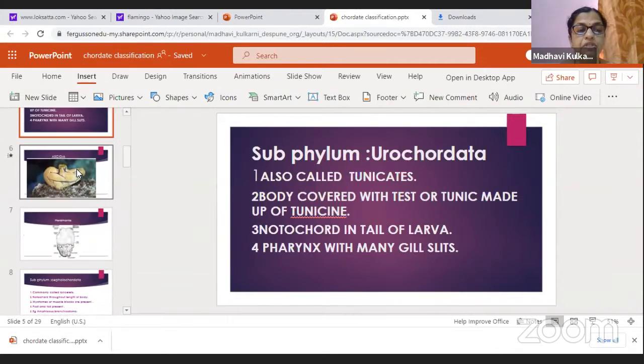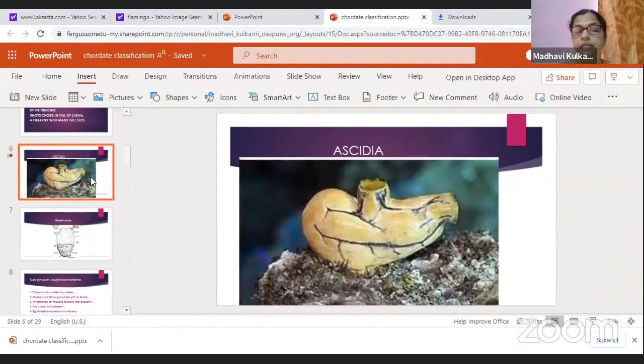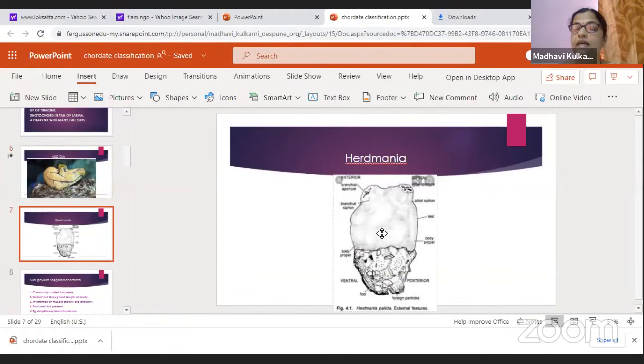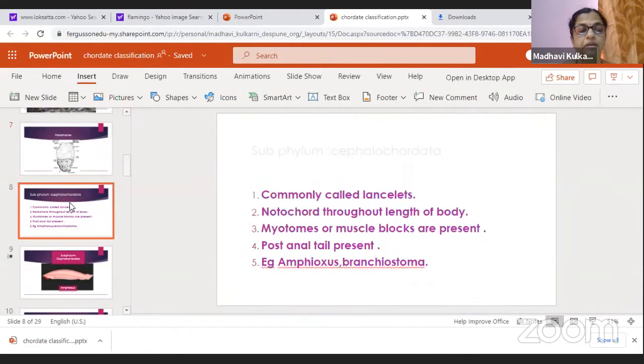Now I will show you some pictures of urochordates. This is an animal called Ascidia. These Ascidia as well as this Herdmania are marine animals. Here it will look just like a non-chordate, because it is true that in this animal the notochord is not present. Only in the larval stage is the notochord present. So these two openings are there. It is a marine sedentary animal. So these two animals are from the phylum Urochordata.